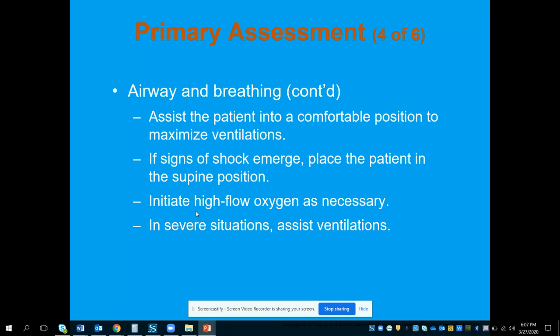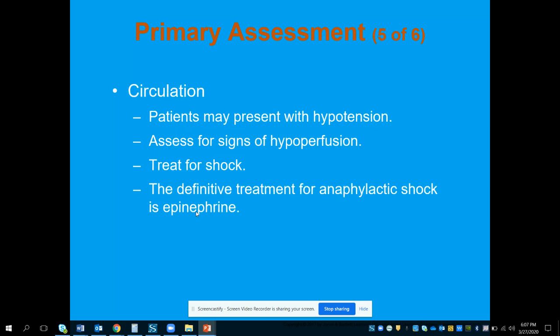If this is a really severe situation where there's an issue with the rate, rhythm, or quality of ventilations, then we want to go ahead and assist with ventilations if the patient is tolerant. Most of these patients will be breathing rapidly, some even more than 28 times per minute, which is usually where we would start to get concerned. So we want to look to see what's happening here. Are they going to be tolerant of those ventilations?